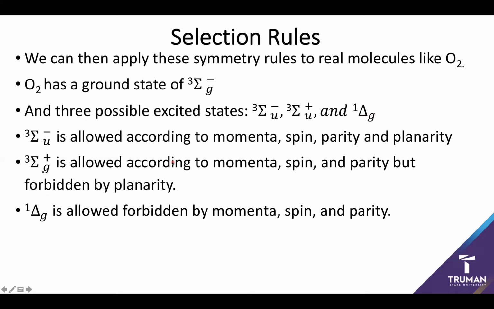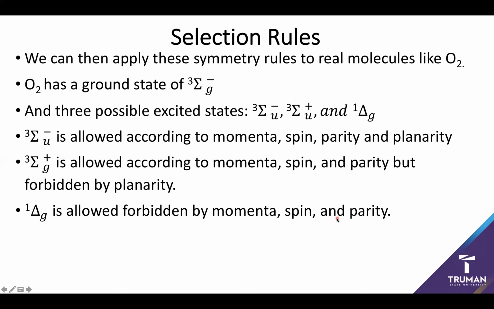So we see that the first transition is going to be allowed. So we're going to expect to see a large signal here. The second signal is going to be mildly forbidden because only one of these four, and honestly, one of the less important ones, says no. The last one, we're not going to see any of because it's very forbidden. Momenta, spin, and parity all say heck no.